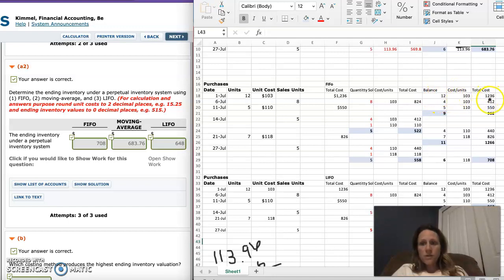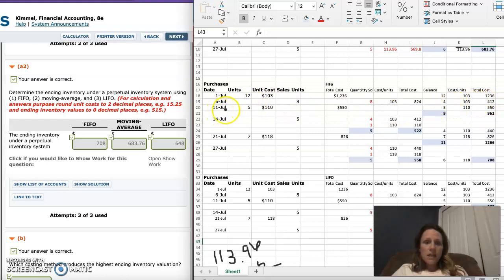Total is 1,236. We then sell 8 of those units right here, and they are going to be at the 103 price. So that's going to be 824 because we don't have any other choices, just those 2. So then we subtract the sold 8 units from the 12 units that we originally have. So we have 4 left over at 103 still, and that gives us this price.